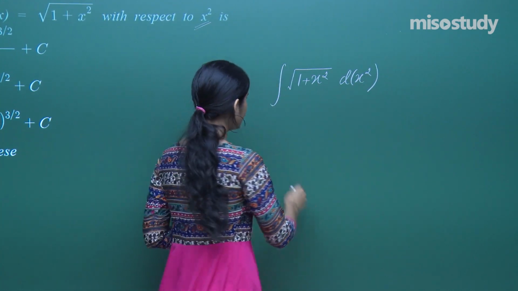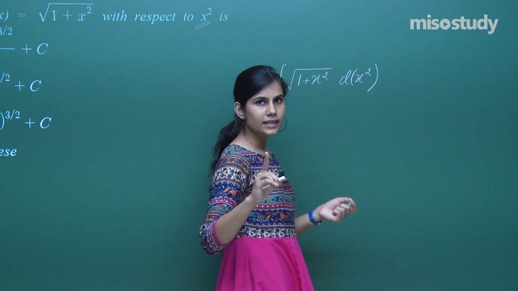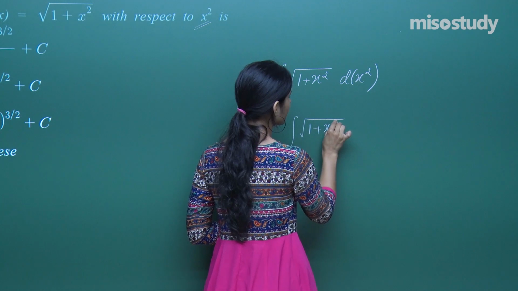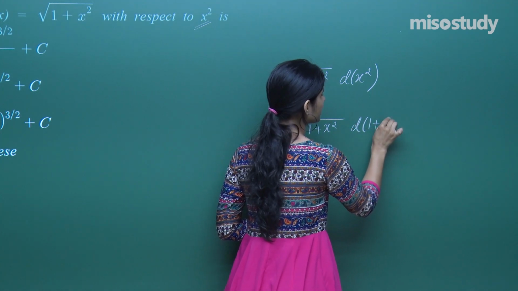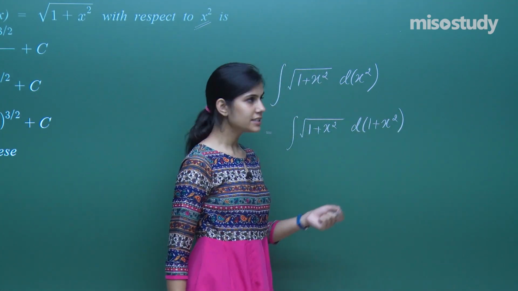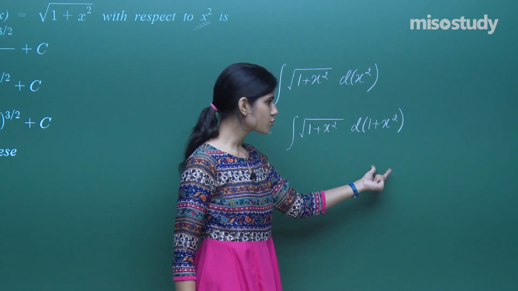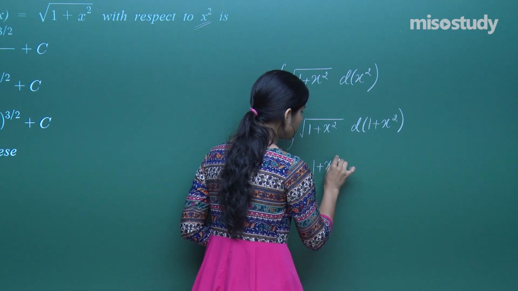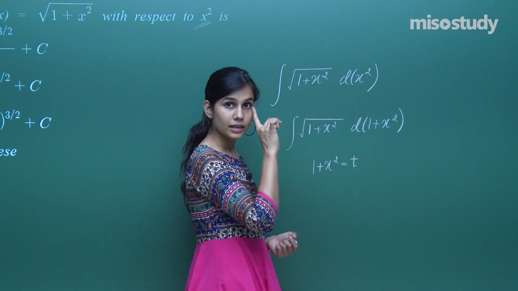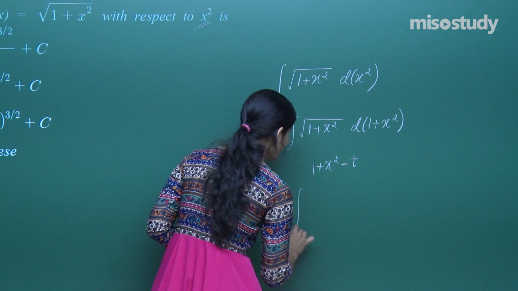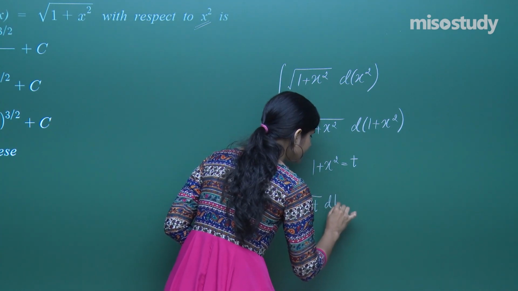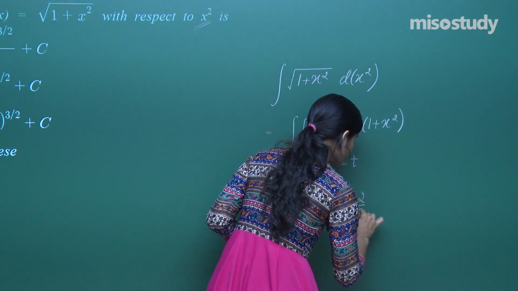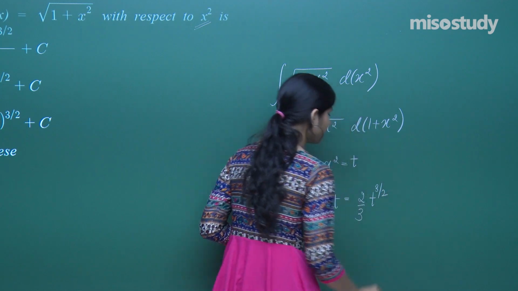Now, because 1 is a constant, d of x square is the same as d of 1 plus x square. Now if I take 1 plus x square as t, I get the integral of root t dt, which is something very easy. This is nothing but equal to 2 by 3 t to the power 3 by 2.